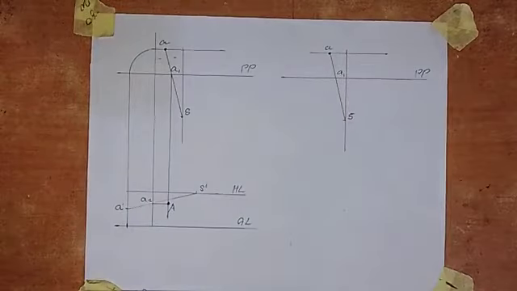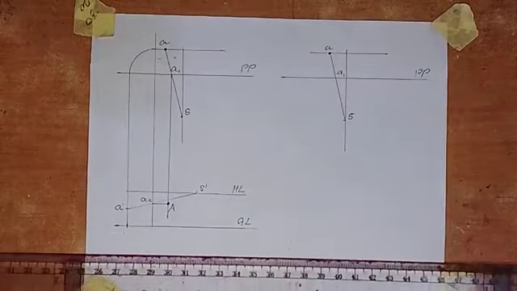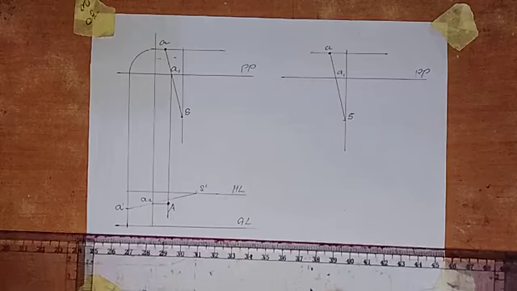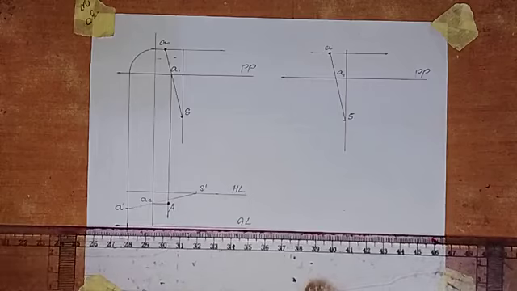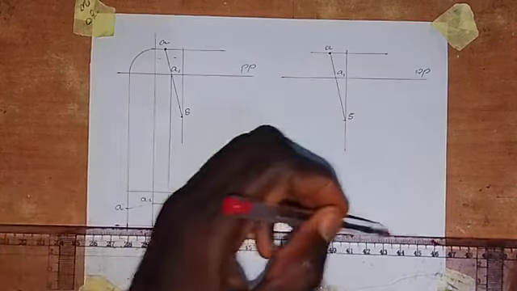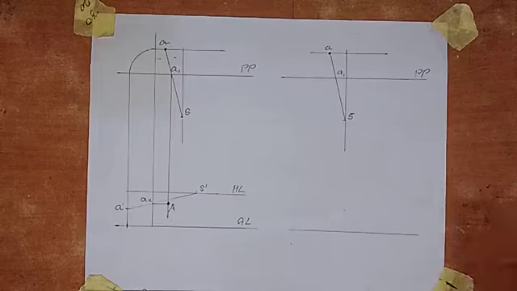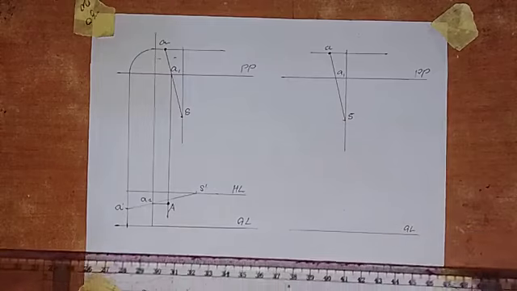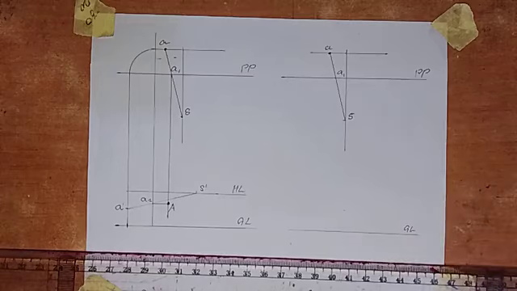All right, having done that, the next thing we are going to do is draw the ground line. We draw a horizontal line like this to represent the ground line. This is the ground line. I'm going to write GL here. They said ground plane in the question, but we draw it as a ground line here.